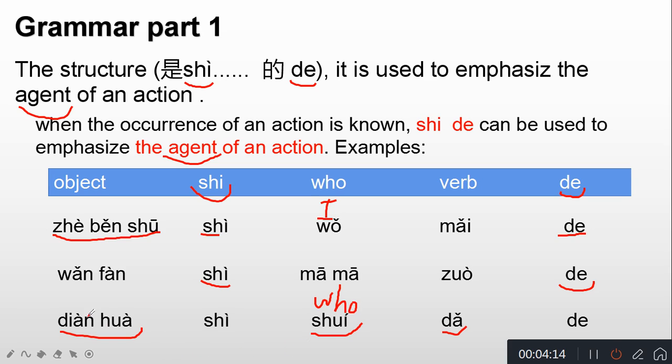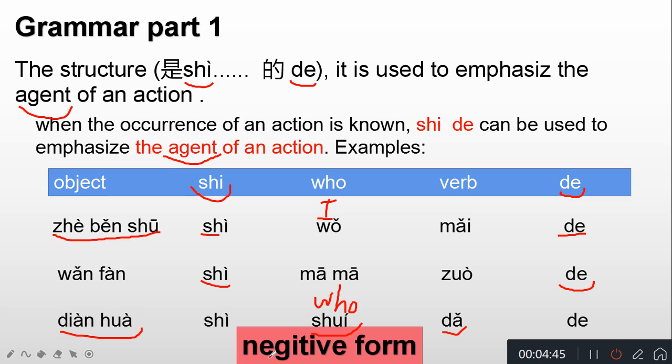So I think through these three examples we can see this sentence structure really helps. Object, this line. 是 doesn't change. Who, this line we can change to whoever you want to mention. And then verb, 买, 做, 打, these three are verbs. And then the last line, 的, stays the same.